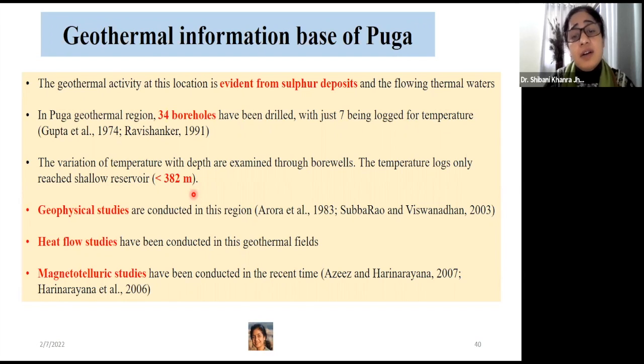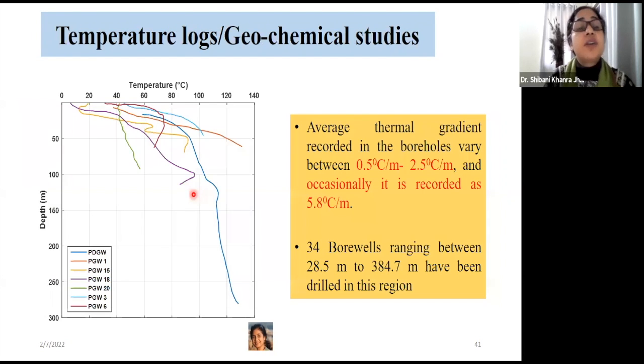values. And in the recent past, magnetotelluric studies were conducted to study the resistivity of that entire zone. Resistivity is one of the parameters which indicates the location of the geothermal heat, which can be identified, and where the geothermal bore well can be installed to extract the hot water for electricity generation.